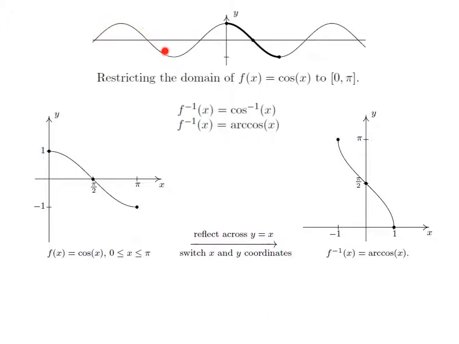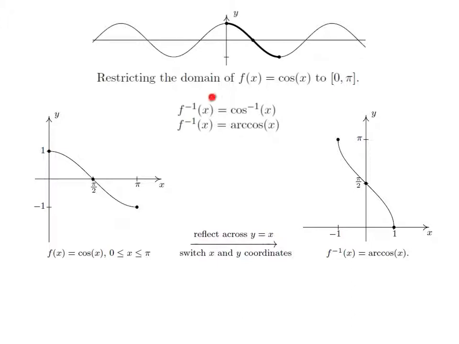Now cosine, because it is periodic, goes over and over and over, it is not one-to-one. But if we restrict the domain from 0 to pi, that section of the cosine is one-to-one, and we can then find the inverse of that section. There are other sections that could be used, and this is the one that has been universally accepted.